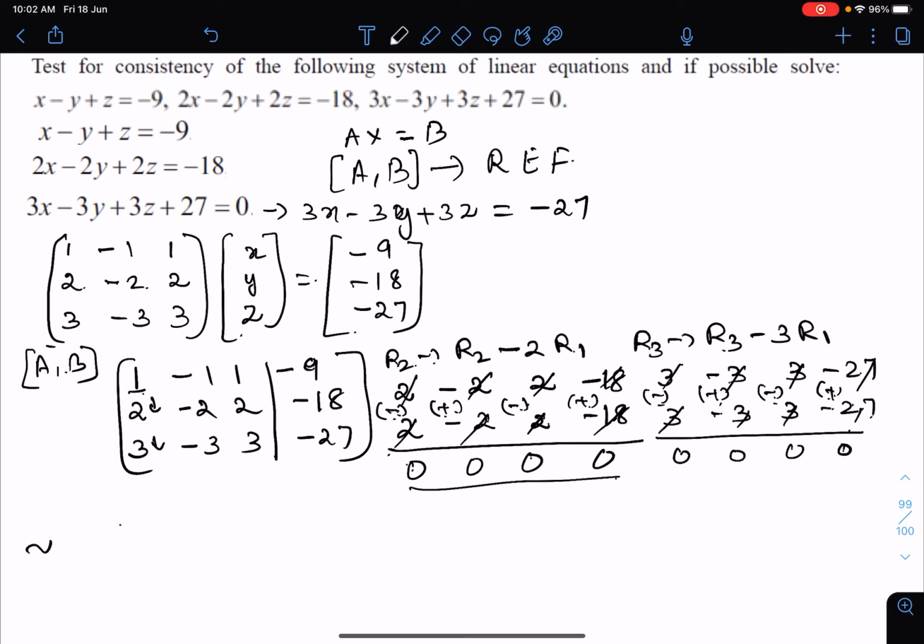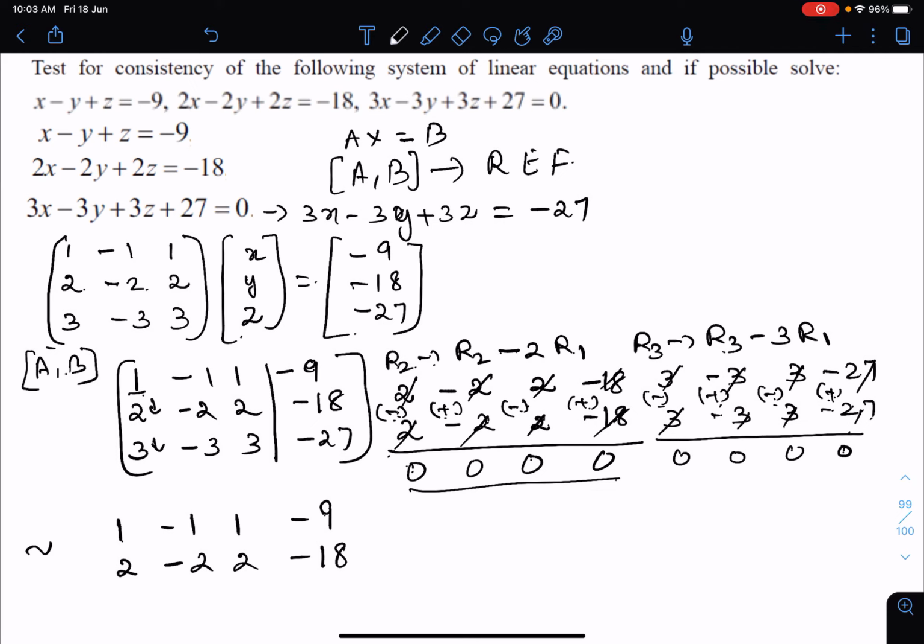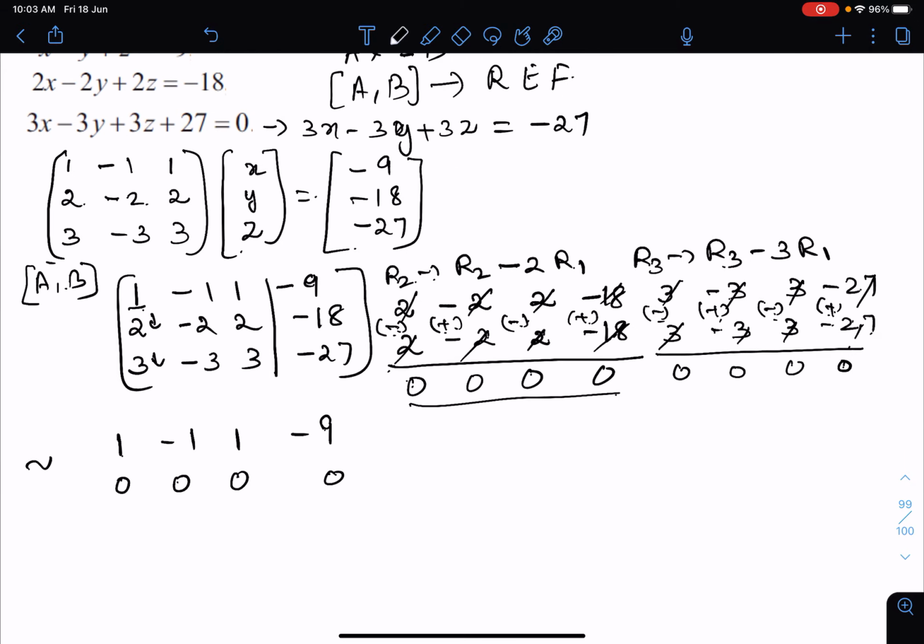What is our equivalent matrix? 1, minus 1, 1 and minus 9. Okay, 2, minus 2, 2 and minus 18. Sorry, this is going to be our 0 row, isn't it? So whatever you have got after subtraction only you have to write here. Similarly, our row 3 also becomes 0. Drop the line. And now after this you are going to write the rank of AB.